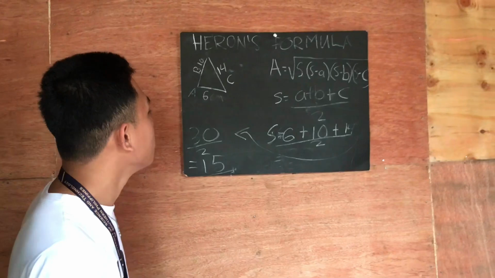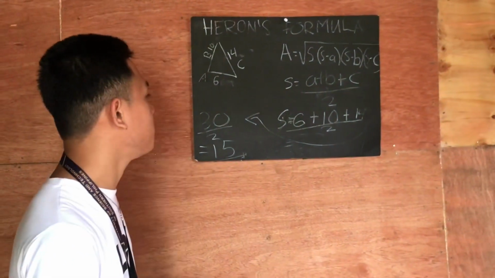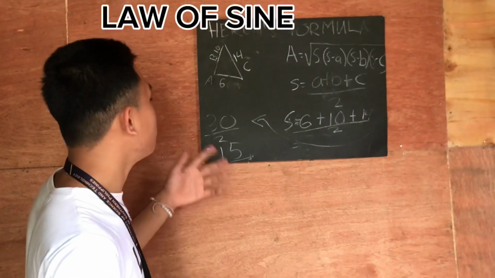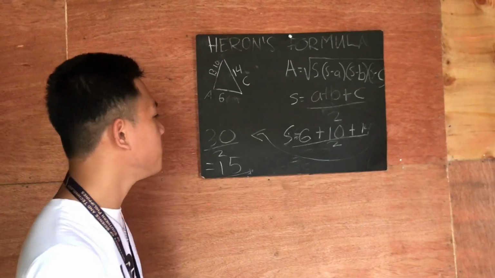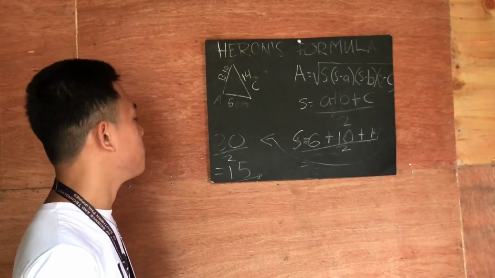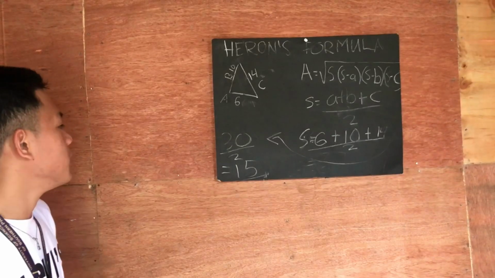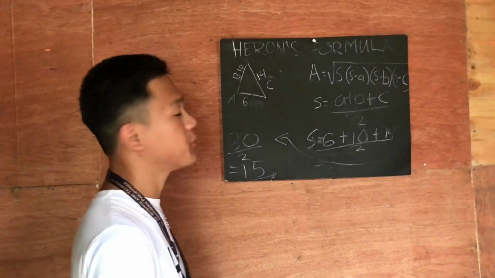By copying the values, you need to copy first the semi-perimeter and then the sides. So, 6 plus 10 plus 14 is equal to 30. Then 30 divided by 2 is 15. So that's our final answer for Heron's formula.